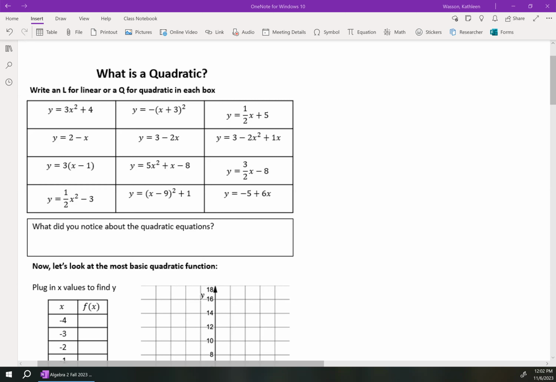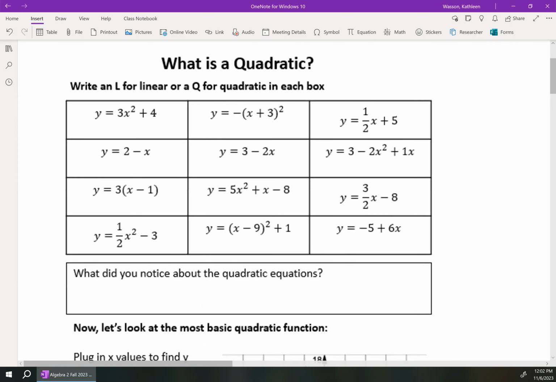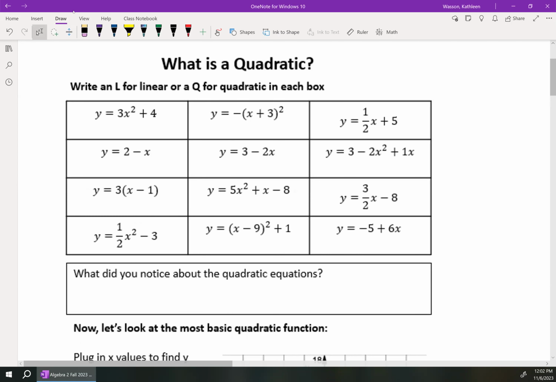As we continue our study of quadratic equations, we will look at graphing. One thing you need to be familiar with is recognizing whether an equation that you're given is quadratic or not. I can tell you that this one is quadratic and this one is linear.